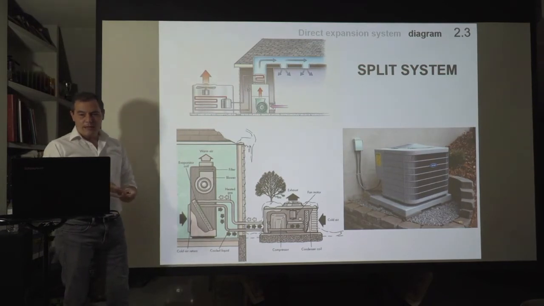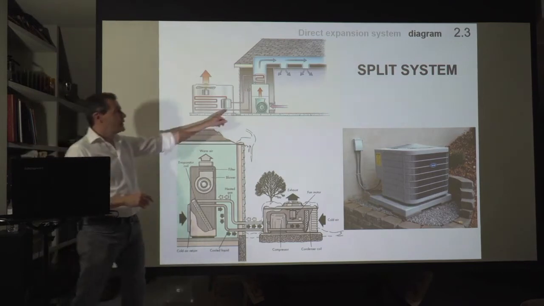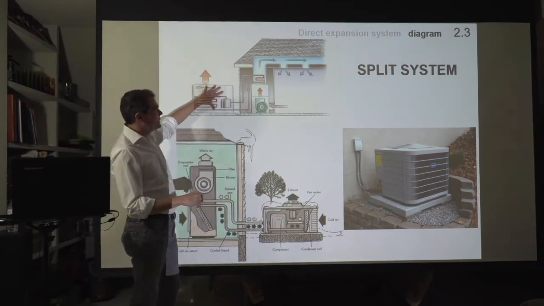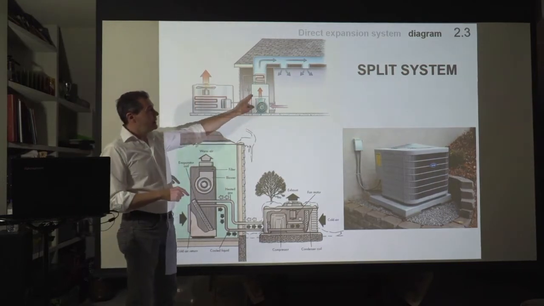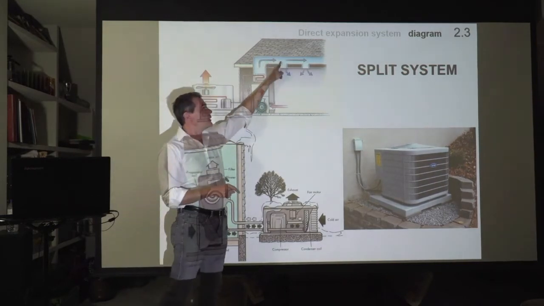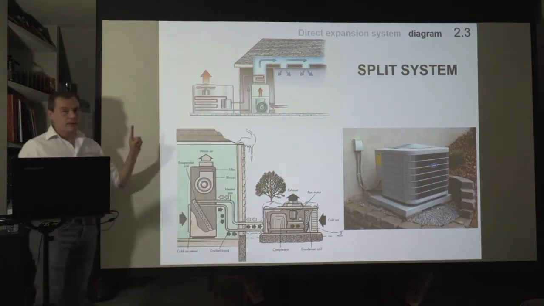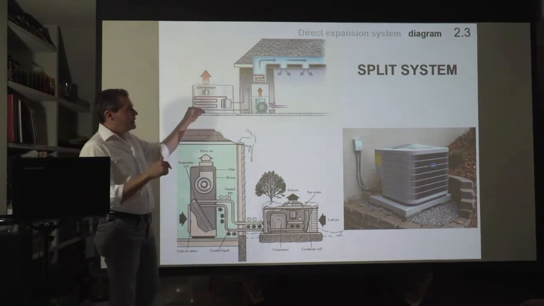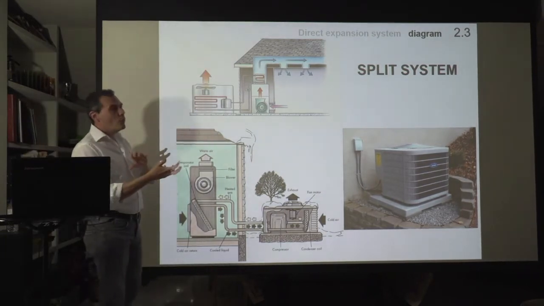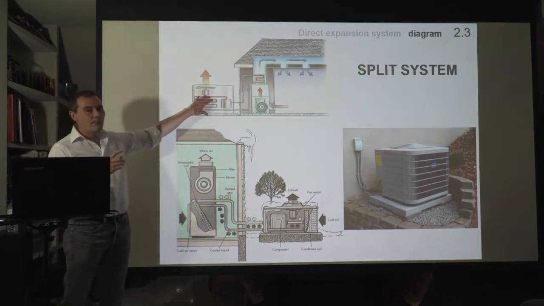This split system, I told you that we can have ducts. So in this case, we have the outdoor unit, the indoor unit, and then we have duct work, and we distribute the air through grills. But this is not an air handling unit. Remember that an air handling unit is something that moves air, and it's different. There is not a heat pump in the air handling unit.